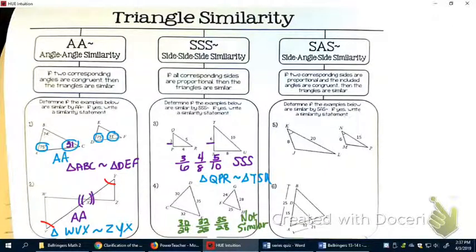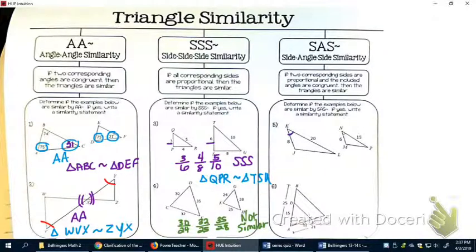So the first two examples are pretty much telling me, like with polygons, you had to check all the angles and all the sides. With triangles, you can check the angles, or you can check the sides, or the last one is if there's an angle between the two sides that's congruent and the two sides are proportional, then side, angle, side would work. Okay? And so that one's a little different. So let's look at number 5.